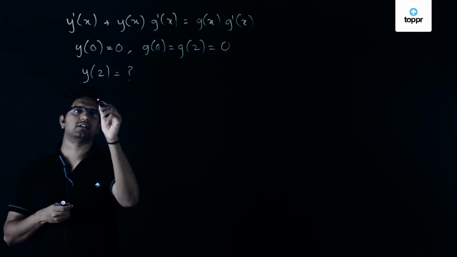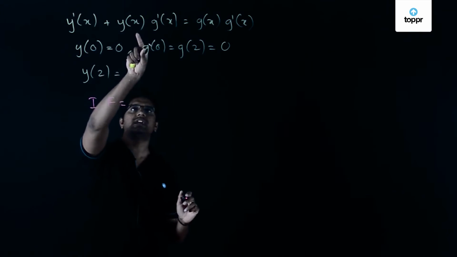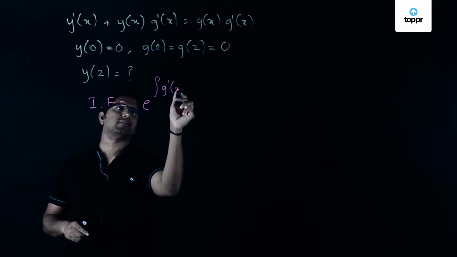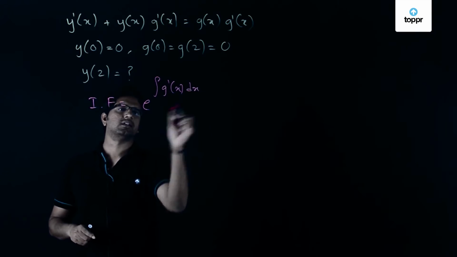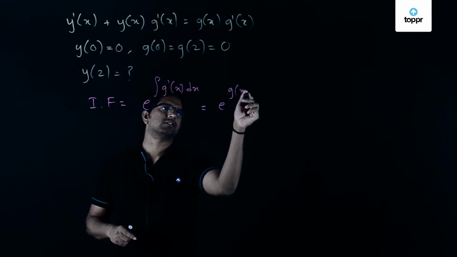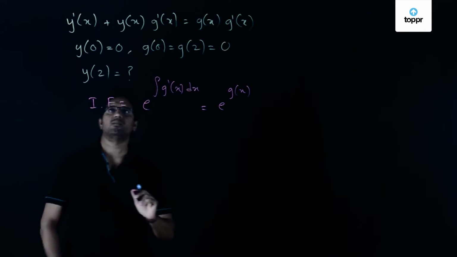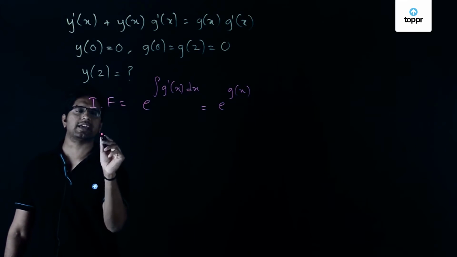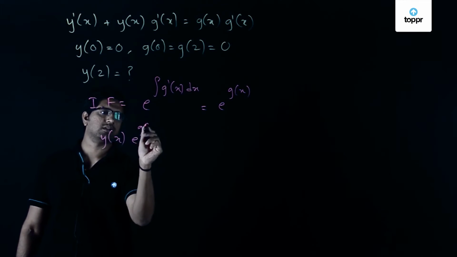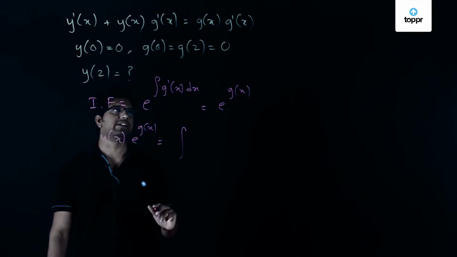So, let us try and find out what the integrating factor is. That is equal to e power the integral of the coefficient of y of x, which is g prime x dx. So, here we get e power g of x. So, this is the integrating factor. From here one can immediately say that y of x times e power g x is equal to the integral of the RHS.